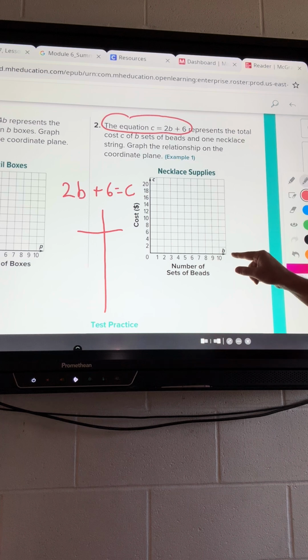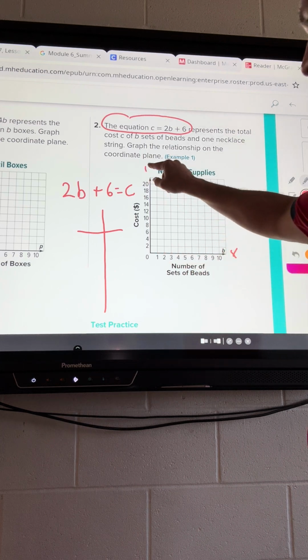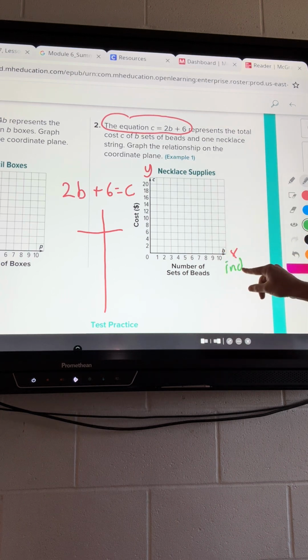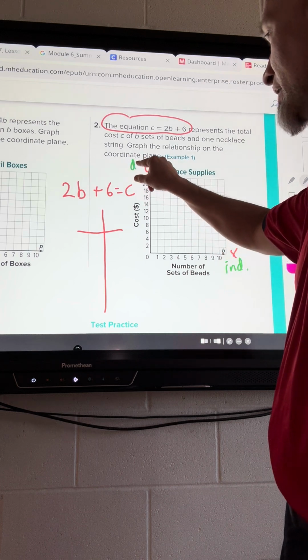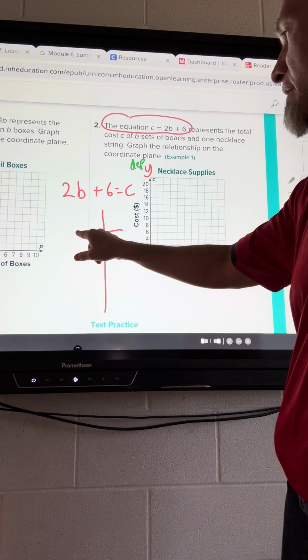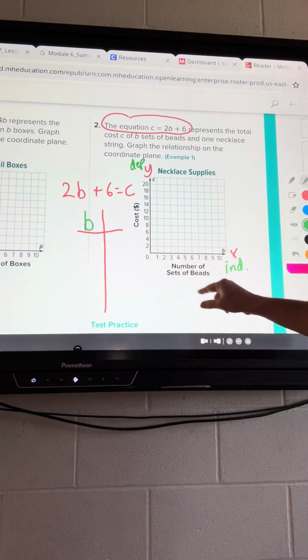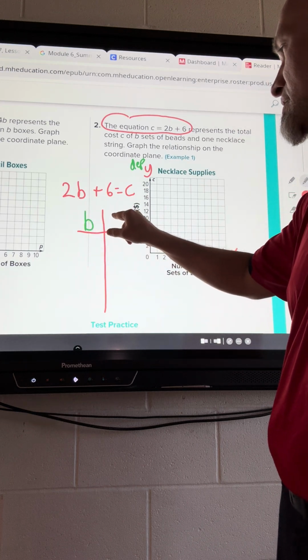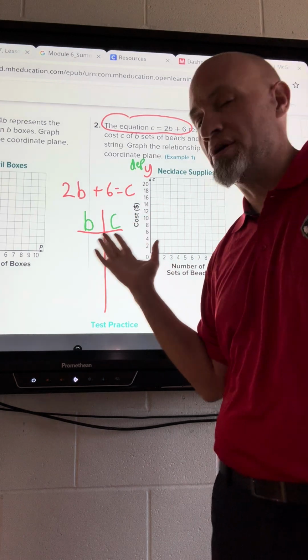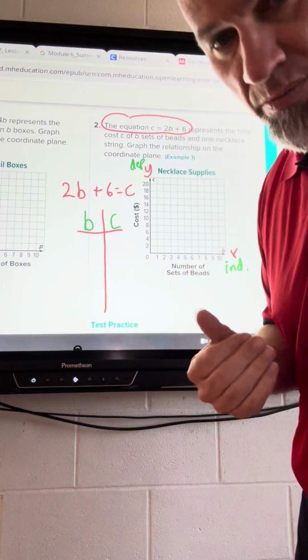We know from talking in school that the x-axis is going to run horizontally, the y-axis runs vertically. And in this case, the x-axis is going to be the independent variable, the y-axis will be the dependent variable, and b, the number of sets of beads, is going to be independent. C, the cost, is going to be dependent. Remember, the cost is dependent upon the number of beads you buy.